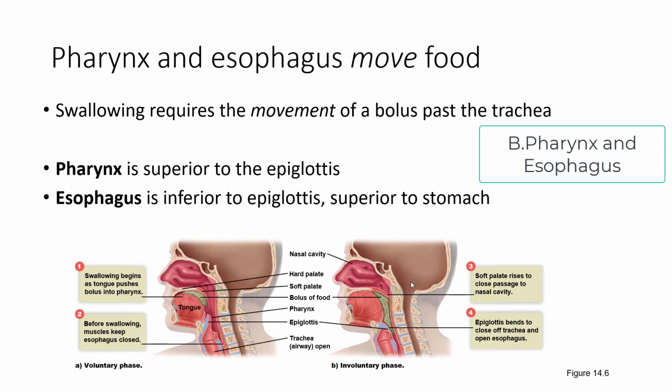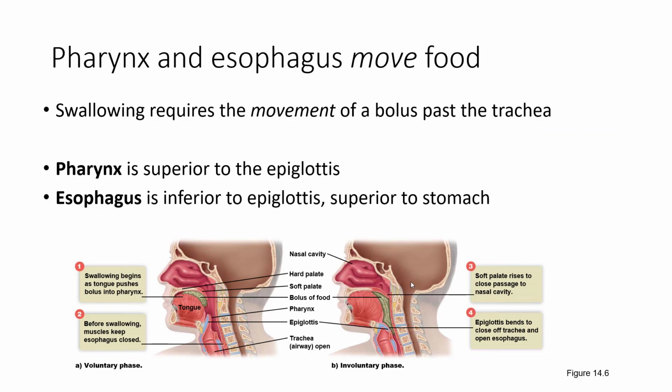The pharynx and esophagus move food from the oral cavity to the stomach. Swallowing requires a movement of a bolus past the trachea. The pharynx is superior to the epiglottis, and the esophagus is inferior to the epiglottis and superior to the stomach.